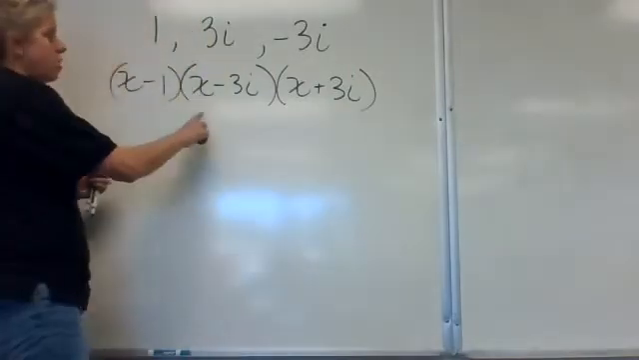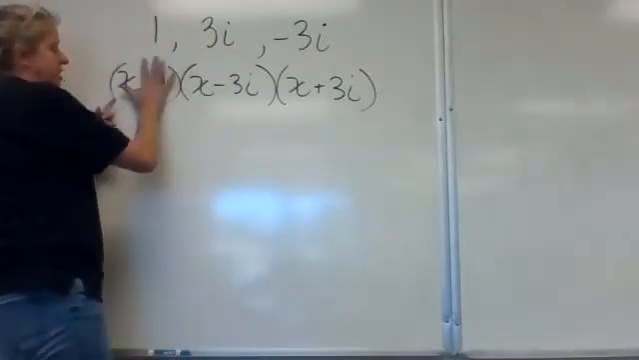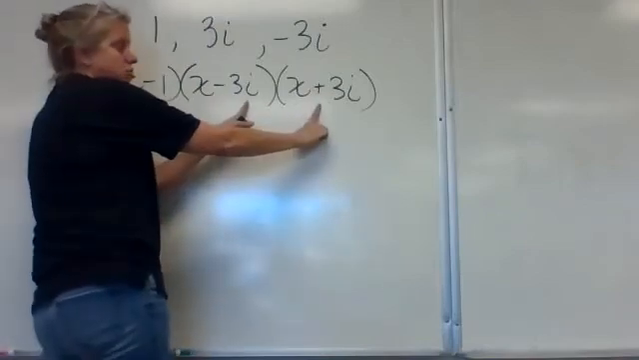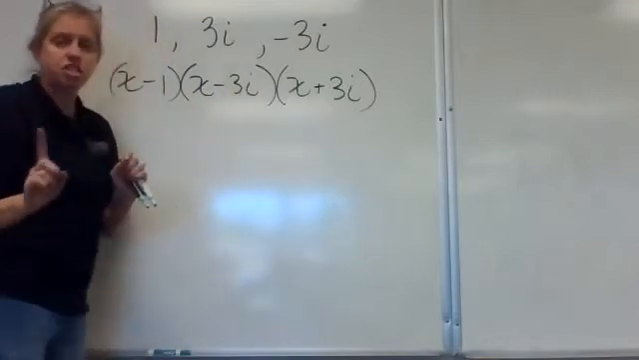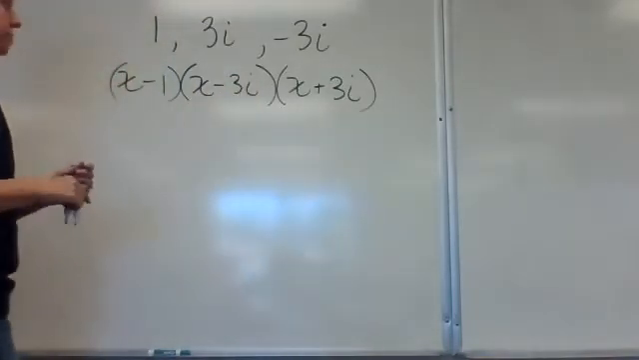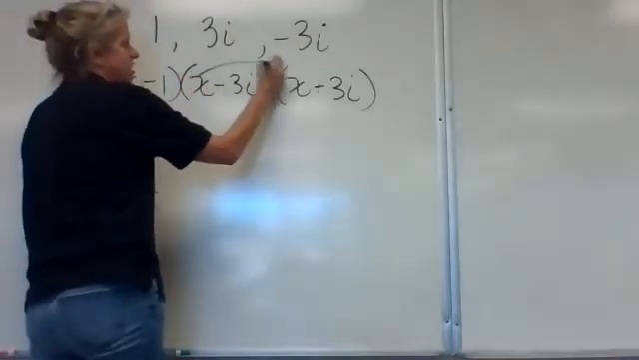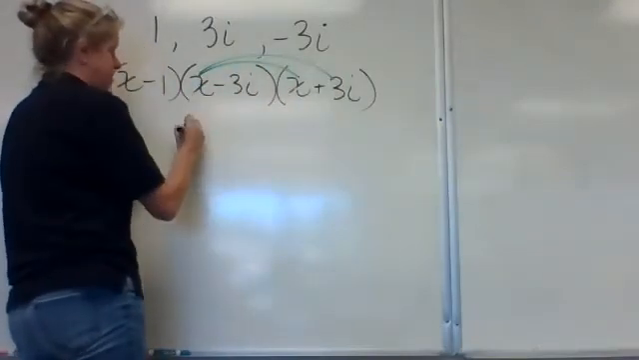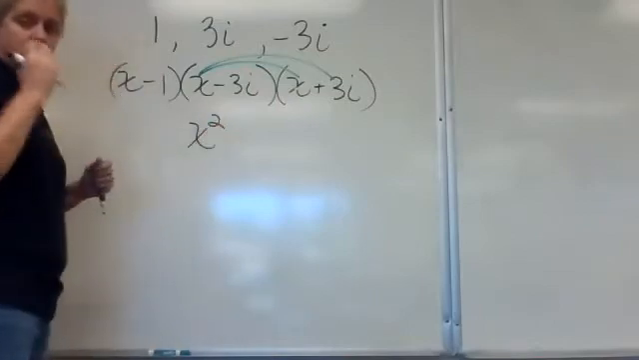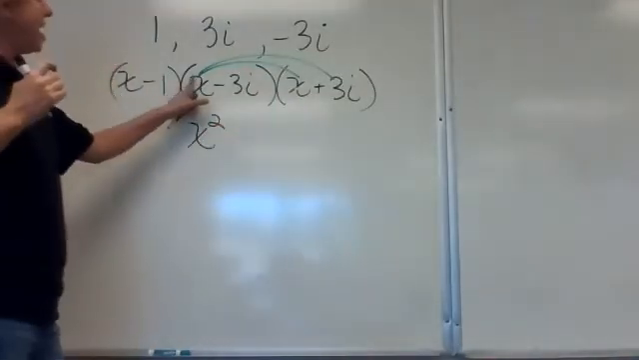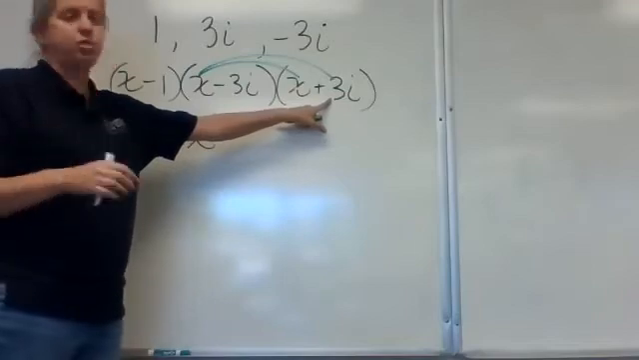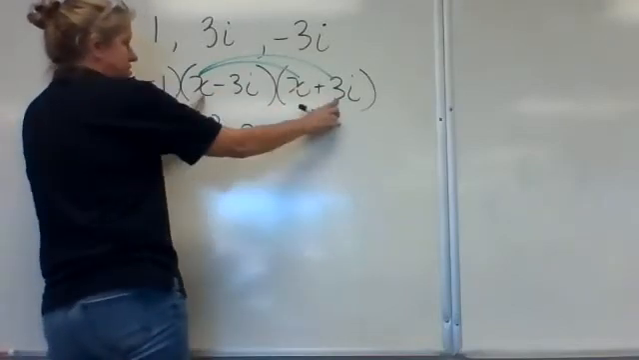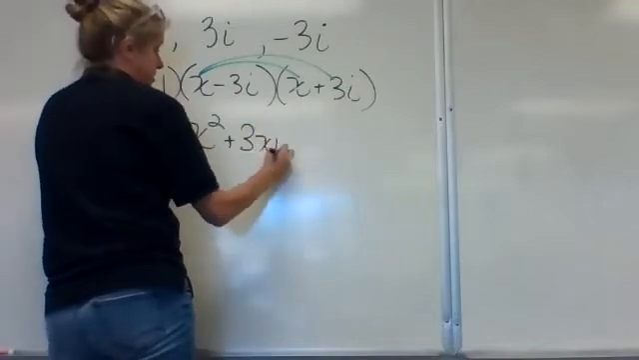So what I'm going to use that rule for is to say, okay, I'm going to leave this one alone right now and multiply these together because they're conjugates of each other. Let's see what happens when we multiply those together. My first, x times x gives me x squared. My outer, x times positive 3i. It looks like we're getting into a mess. So positive 3, x times i is just xi.